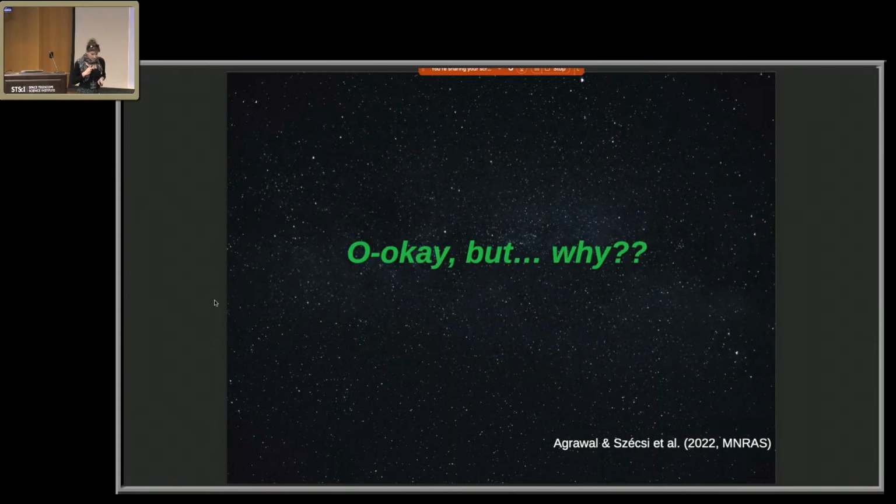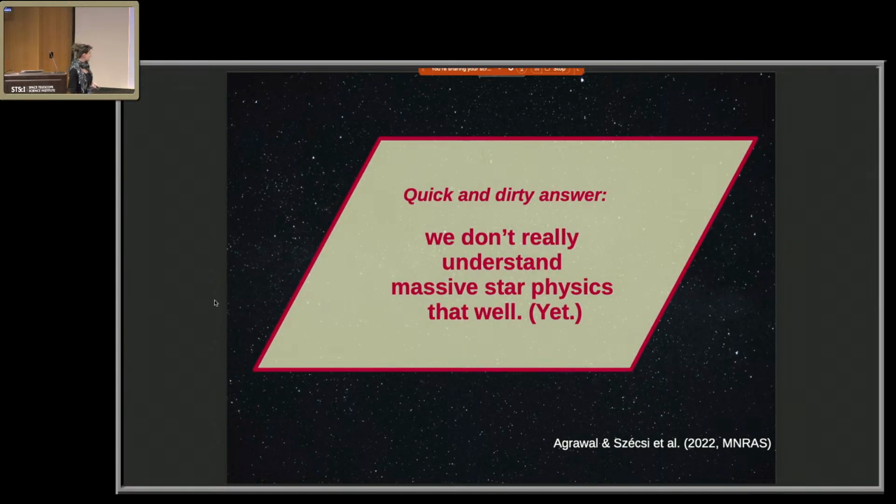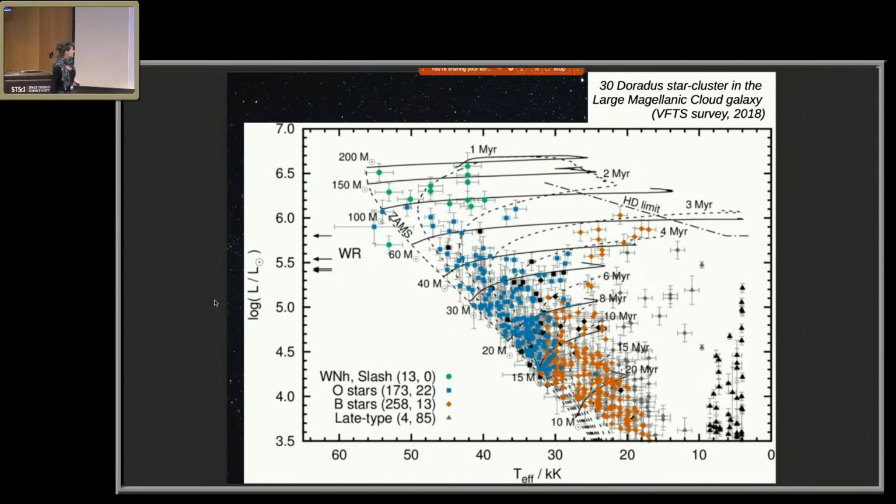So, okay, but why is this? I have a quick and dirty answer for you and a long and complicated one. The quick and dirty answer is that we don't really understand massive star physics yet. The reason is that there are not enough observations of very massive stars so far. I'm really hoping that Ulysses will help with that a lot. That's one of the reasons I'm very excited about this whole collaboration.